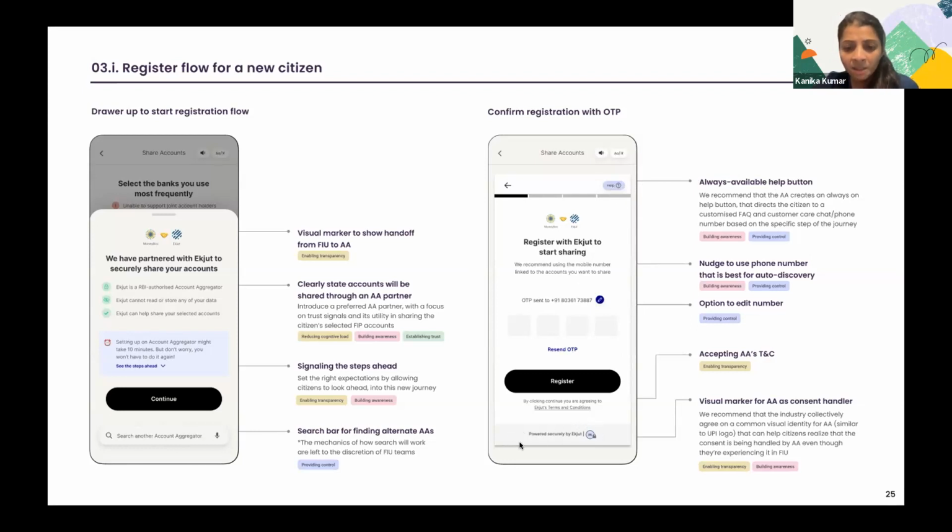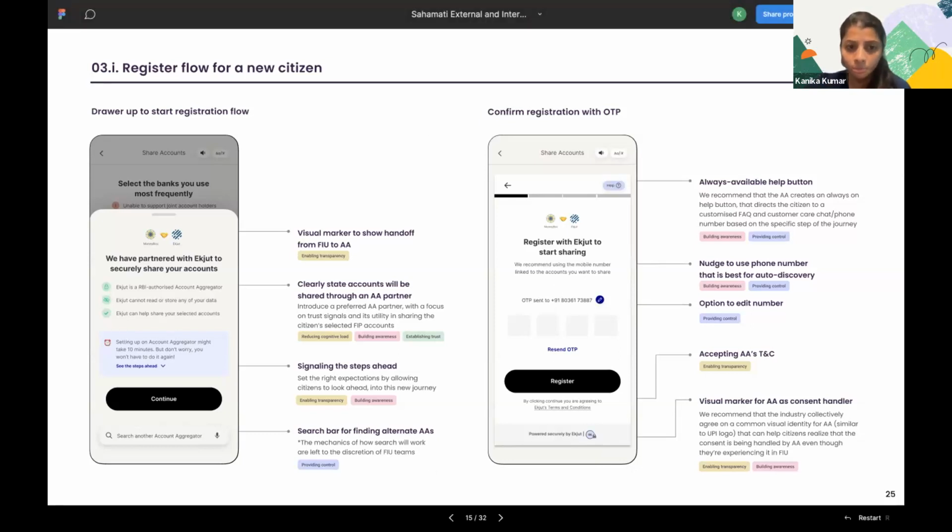The one thing we additionally imagined here is some form of a visual marker to build an association with account aggregator. So you'll see here right at the bottom, a double A in a circle. This is just our recommendation. This is not the design that has been approved, but it is a recommendation to the industry to collectively come up with an identity for account aggregator that feels similar to the UPI logo and that can build more association, especially in moments like this.